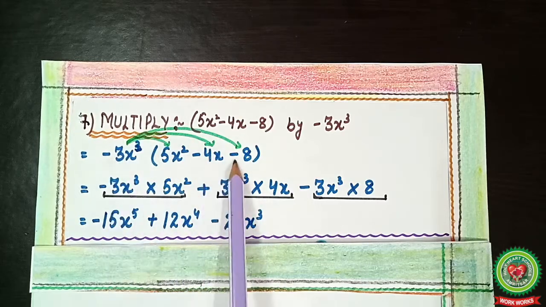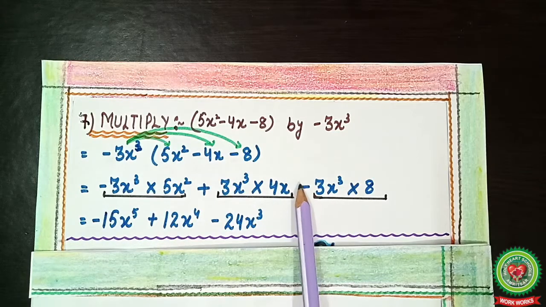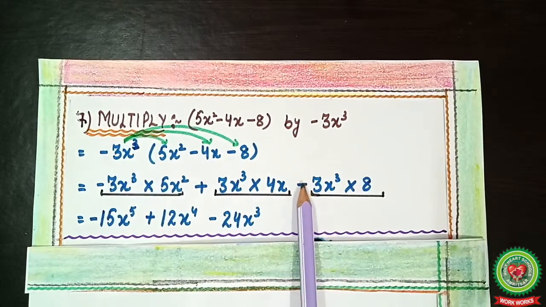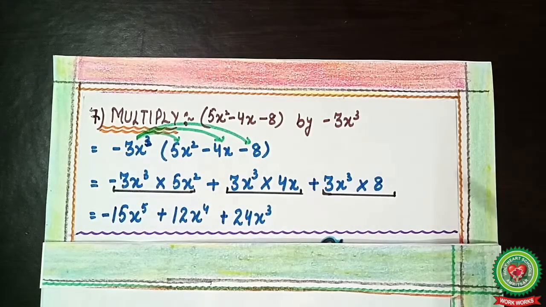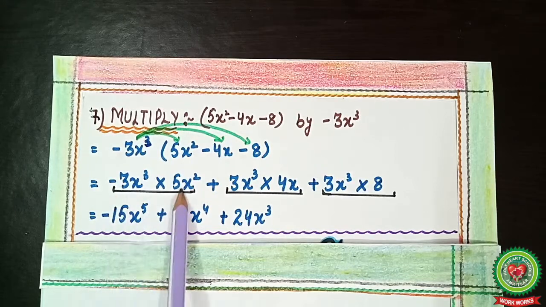Again outer sign minus, inner sign will change. So here you will write plus. Alright. So here you will write plus 3x cubed multiplied by 8, right? So you will underline all these three. So now next you have to apply the SNV rule.